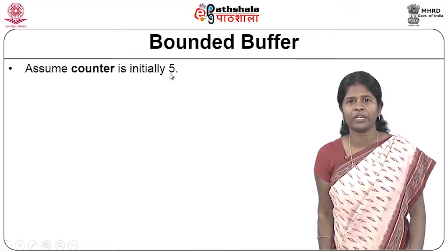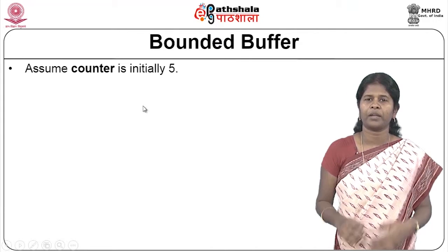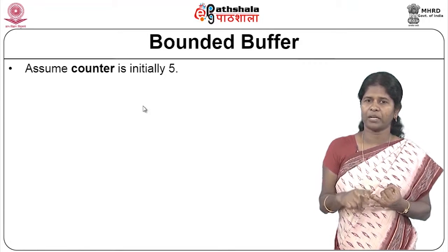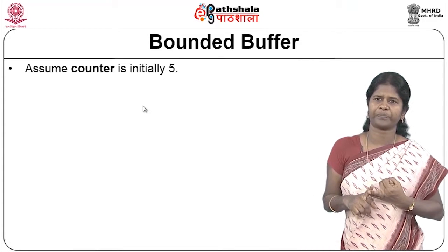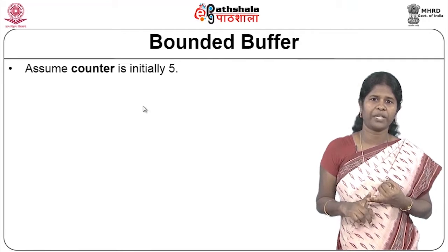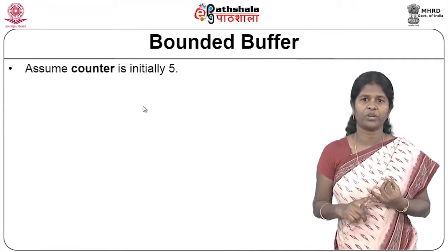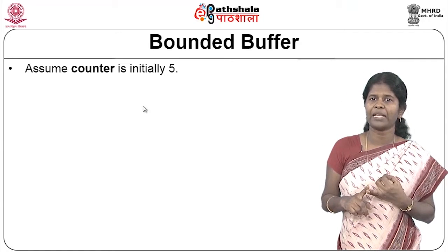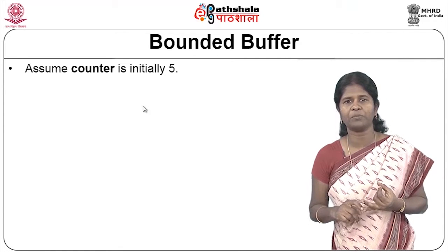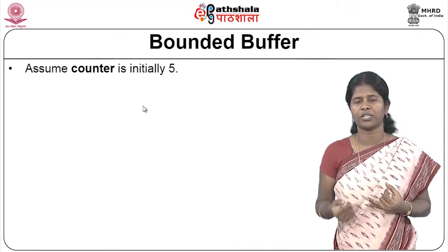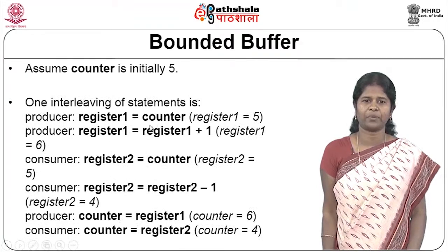Assume that the value of the counter is initially 5. Now, say the producer does a counter plus plus and the consumer does a counter minus minus. So, finally, what should be the value of the counter at the end of an increment and a decrement? It should remain the same, it should remain as 5. But it is quite possible that the value of counter can come to 4 or to 6. We will see how it happens that way.